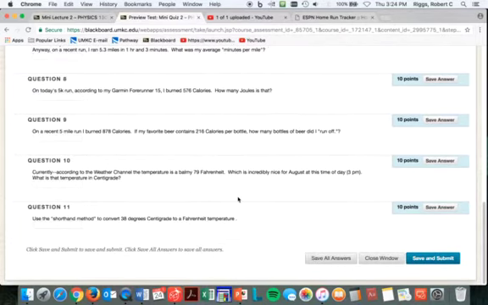Currently, according to the Weather Channel, it's a balmy 79 degrees Fahrenheit, which is incredibly nice for August at 3 p.m. What is that temperature in centigrade? I want you to do the actual conversion and then use the shorthand method to convert 38 degrees centigrade into a Fahrenheit temperature. Just use that shorthand method that was shown on that one slide. Well, what do we mean?